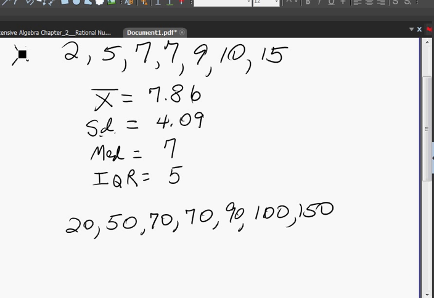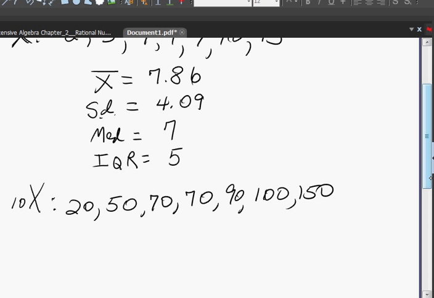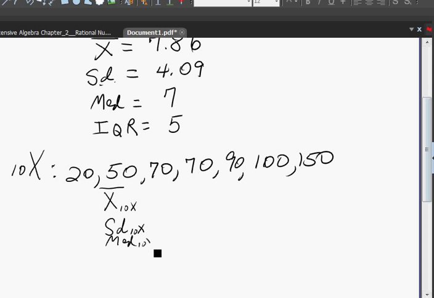I'm going to call this data set capital X. I'm going to call this data set 10 times capital X. So when I look at my mean, I'm going to find the mean of my new data set, so I'm going to call it the mean of 10 times capital X. When I look at a new standard deviation, I'll say it's the standard deviation of this new data set, 10 times capital X. The median of 10 times capital X, the IQR of 10 times capital X, and I need those numbers.